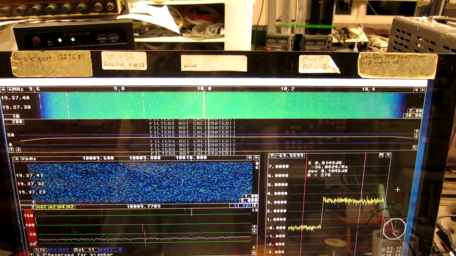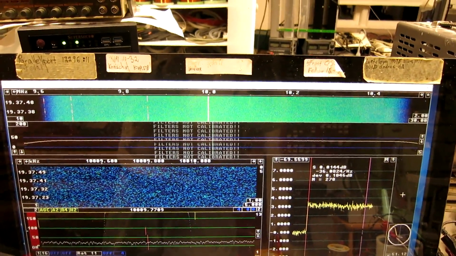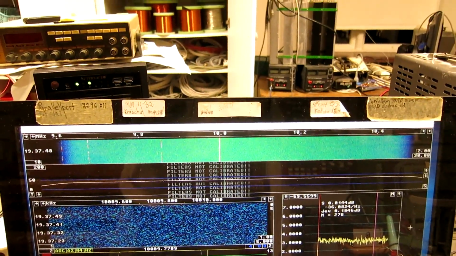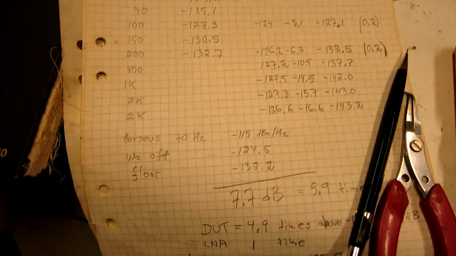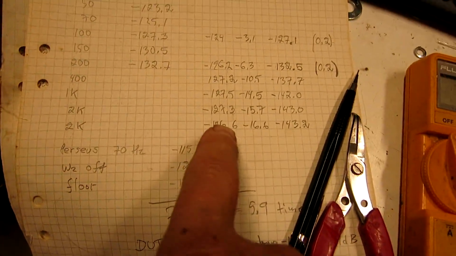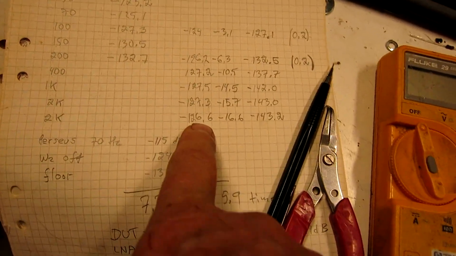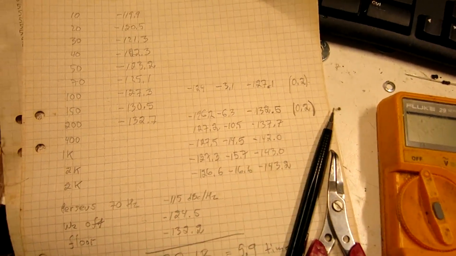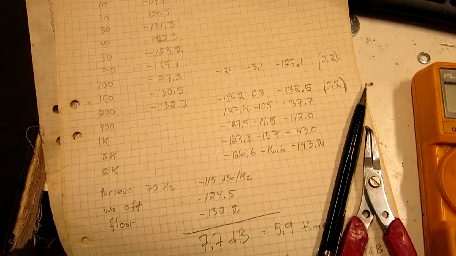So this preamplifier is essentially noise-free already at 1 kilohertz. But with the correlation method, of course, I can see a little bit better. From 1 kilohertz to 2 kilohertz, there was 1 decibel improvement.